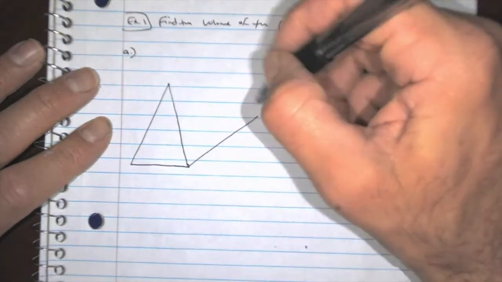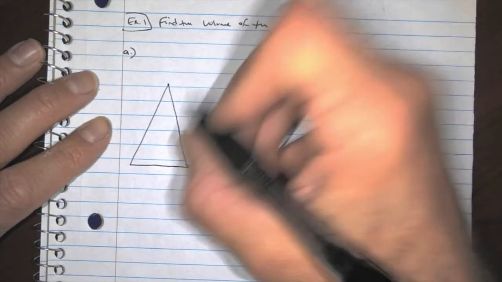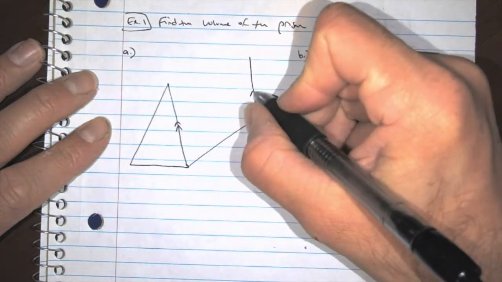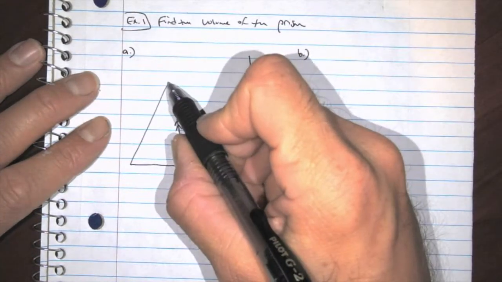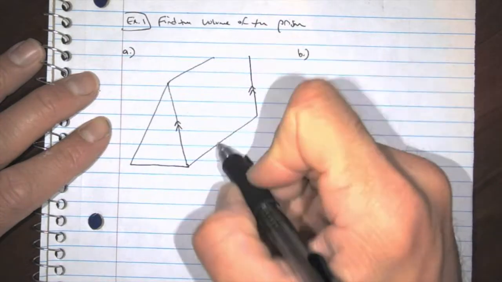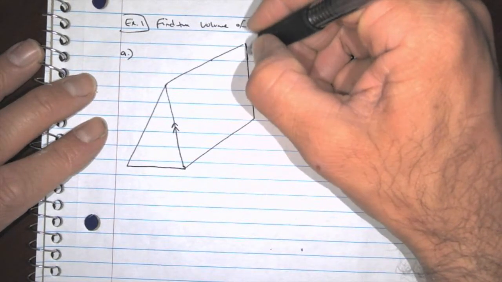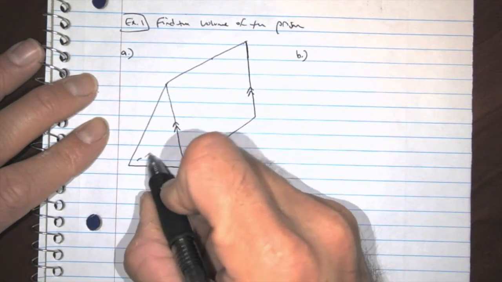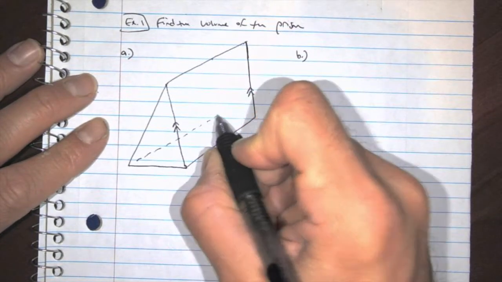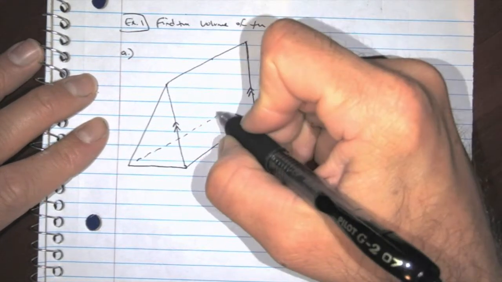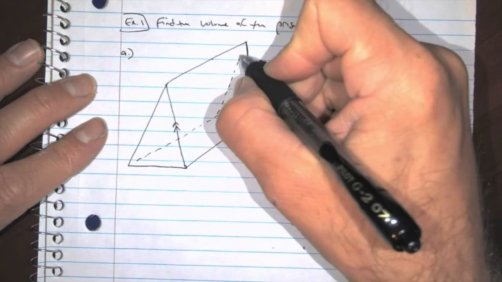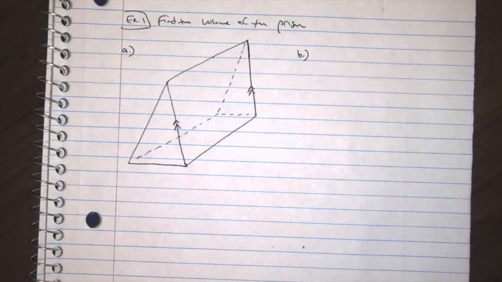Okay, let's see if I can do this. I'm trying to make these two parallel. That's going to make the perspective just look so much better. Trying to make these two lines parallel. And if you do this right, you might get lucky. Not bad. Not bad, not bad.